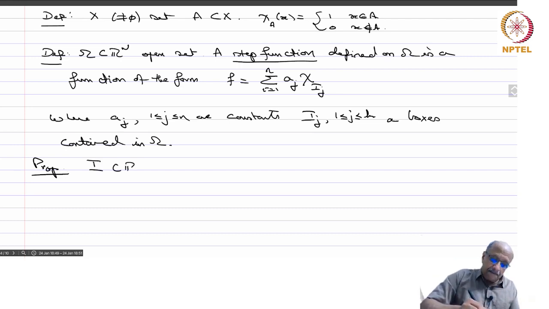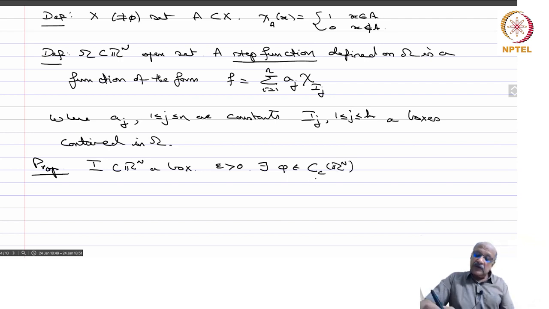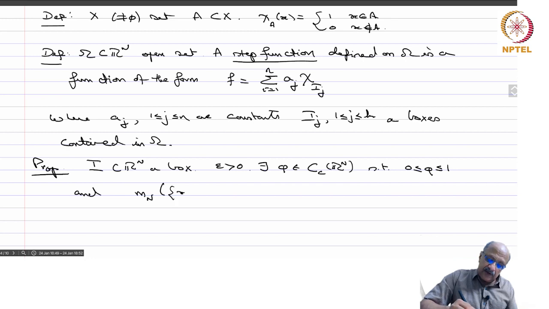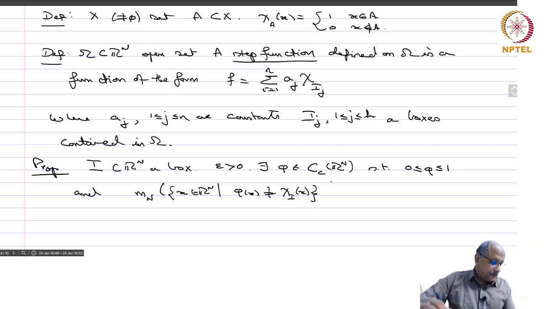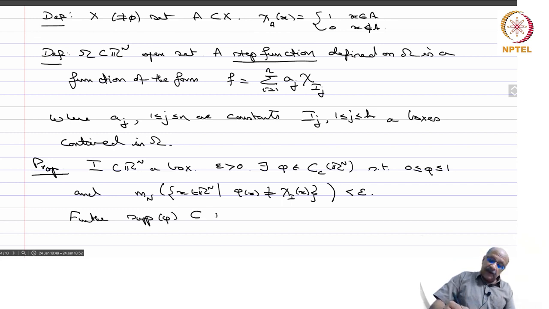I in Rn, a box, so it could be open, closed, half open, whatever. Epsilon greater than 0 given. Then there exists phi belonging to Cc of Rn, that means a continuous function with compact support in Rn, such that 0 less than equal to phi less than equal to 1 and the measure of the set of all x in Rn such that phi x is not equal to chi of I x, this measure is less than epsilon. Further, support of phi will be contained in I.